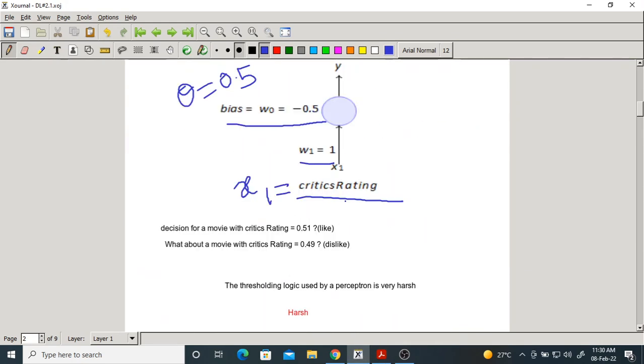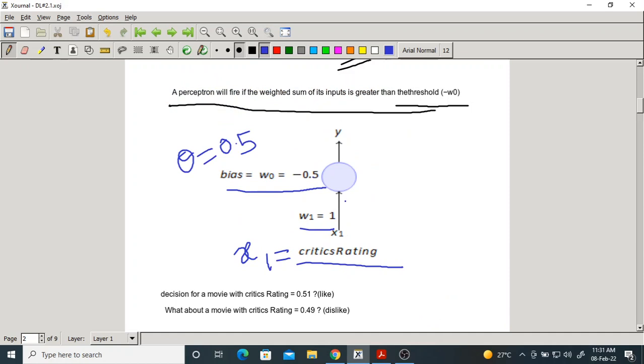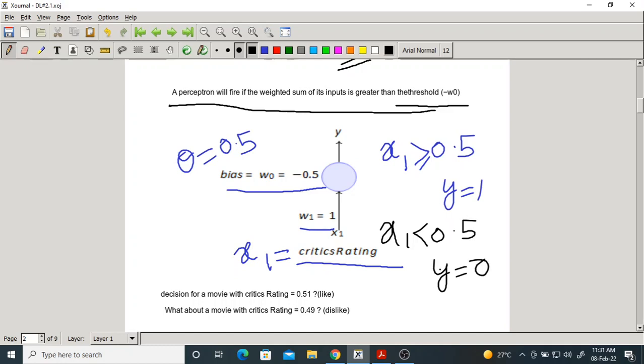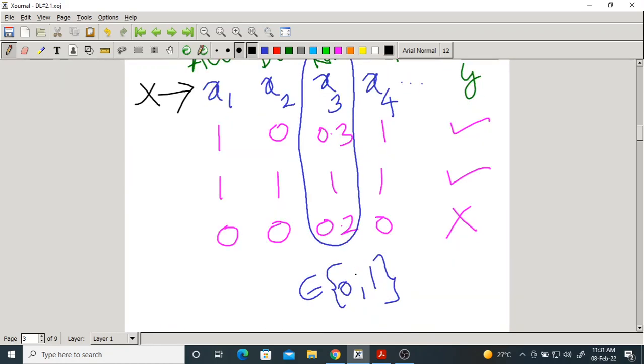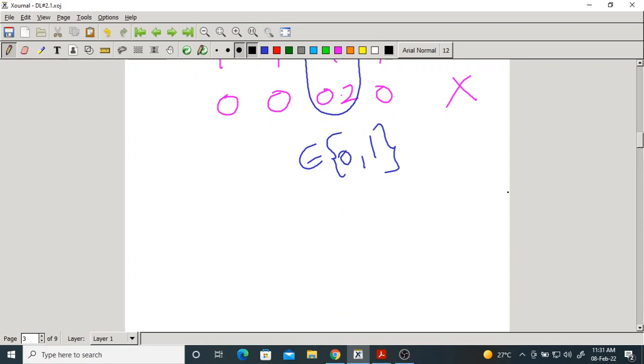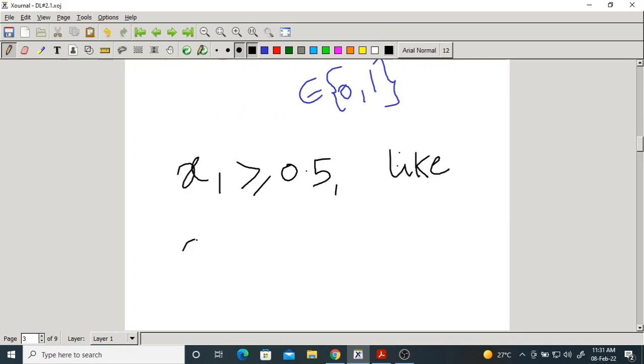Now here what happens? What is the logic? The weighted sum is 1 times x1. Whenever x1 is more than or equal to 0.5, output is 1. Simple logic, because we have only one input. When x1 is less than 0.5, you say that you don't like the movie. Based upon this x1, we take a decision whether you like a movie or not. So the threshold is very simple. If the input x1 is more than or equal to threshold 0.5, you say that I like the movie. If the input is less than 0.5, you say that you dislike the movie.